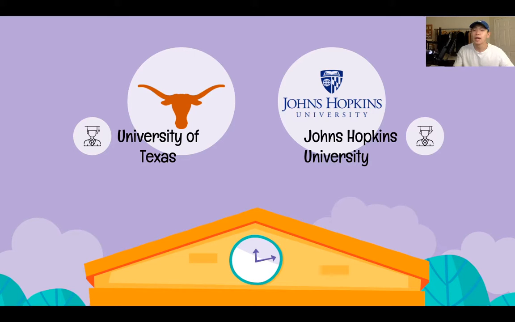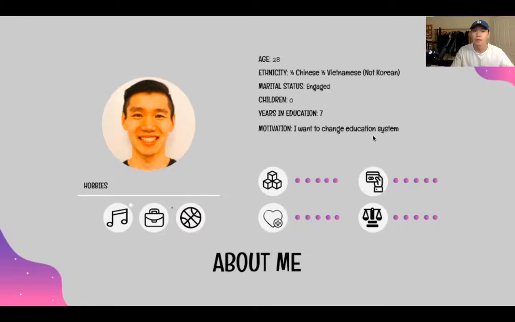During that time, I got my master's in education from Johns Hopkins University. This just means I went to undergrad at the University of Texas and then to grad school at Johns Hopkins University.